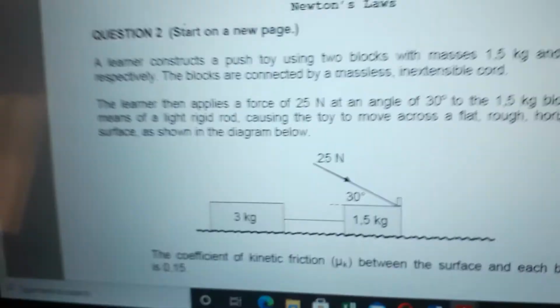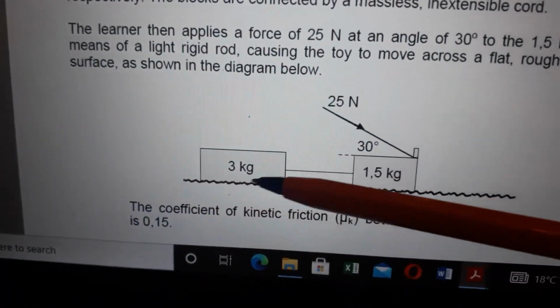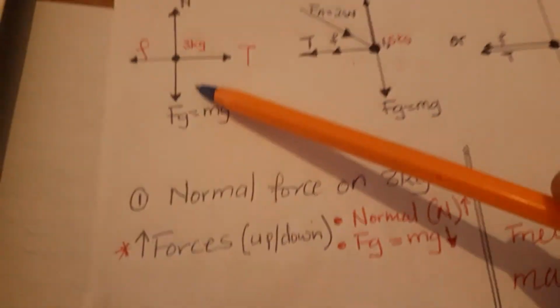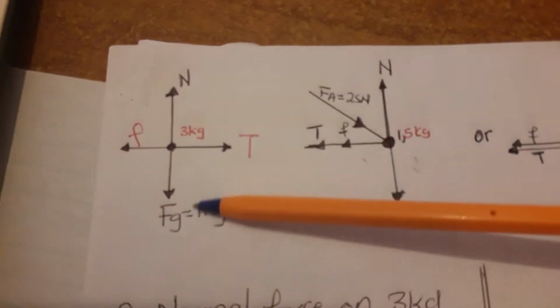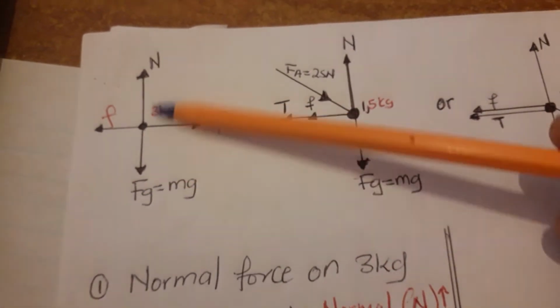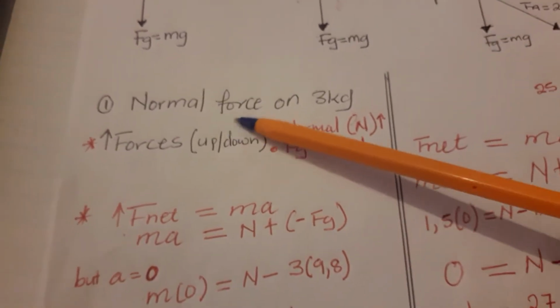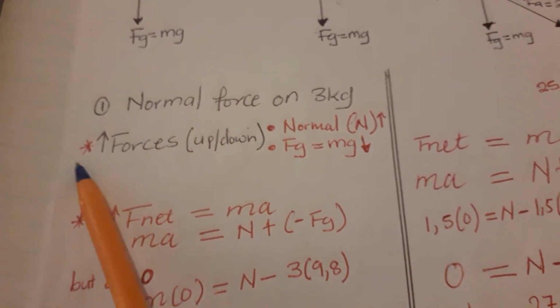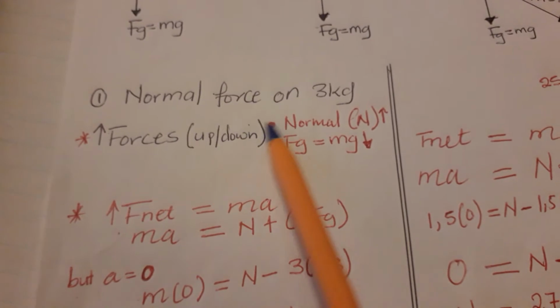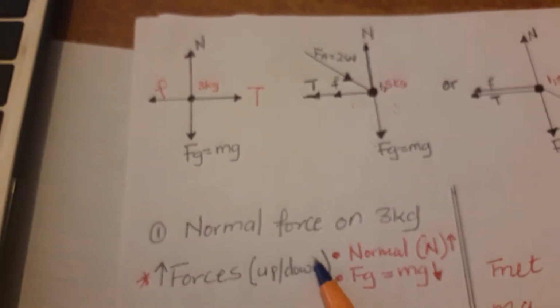Now we want to look at how we can calculate the normal force on 3 kg. How many forces are acting on 3 kg? So we have got 1, 2, 3, 4 forces. So when we're calculating the normal force, let's look at the direction of the normal force. The normal force is a vertical force. So we need to write the expression of net force in the vertical direction. So how many forces are acting in the vertical direction? There is the normal force, there is mg.